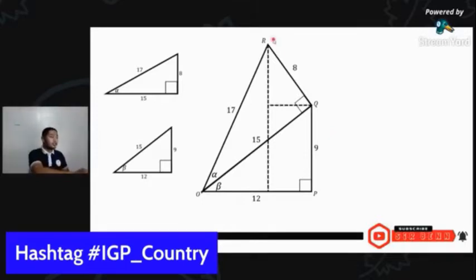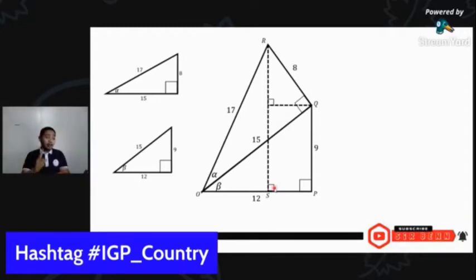So, focus on this triangle. In this triangle, we need to identify the measurement of RS and OS. As you can see here, I marked the right angles so that later on when I show you the proof, it will be somewhat easier to understand.